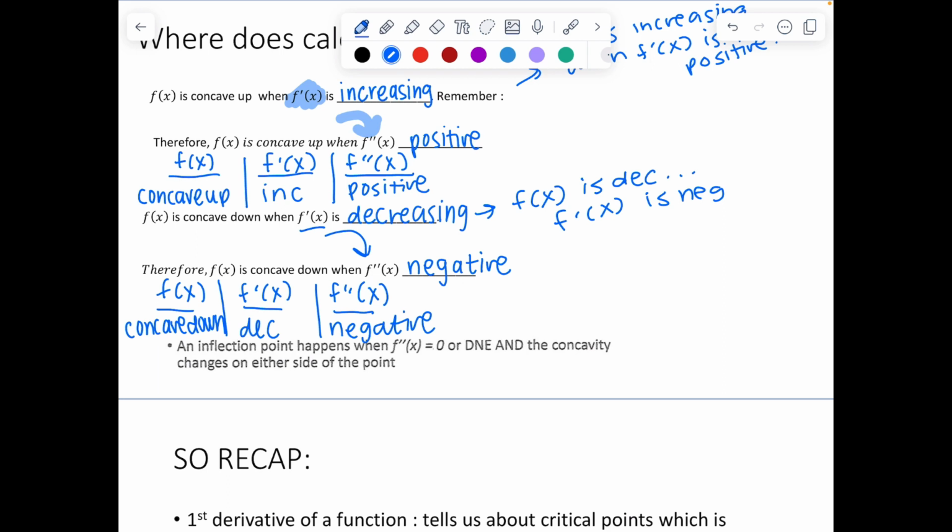But the big idea with an inflection point is to think of it as essentially a critical point, but on the second derivative, not the first derivative. So the process you use to find an inflection point is pretty much the same as the process of finding a critical point, but instead of using the first derivative, you use the second derivative.